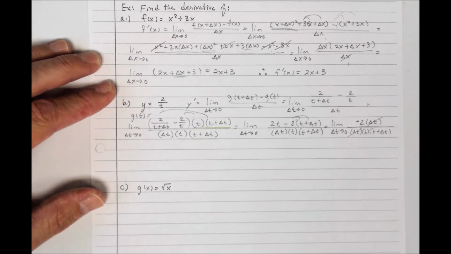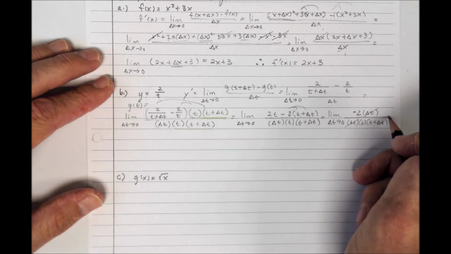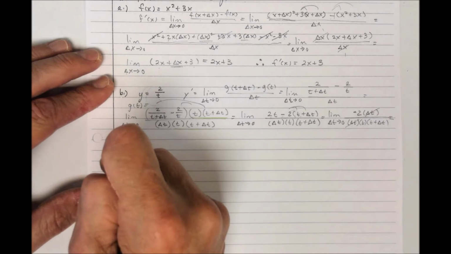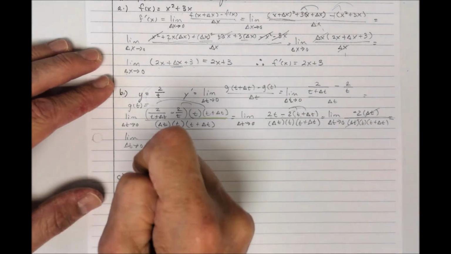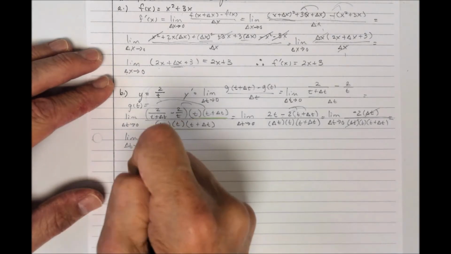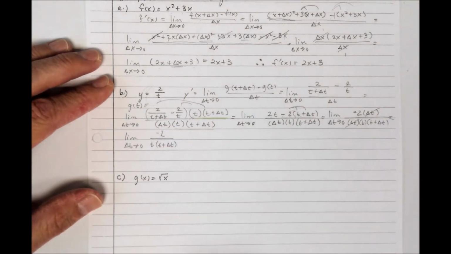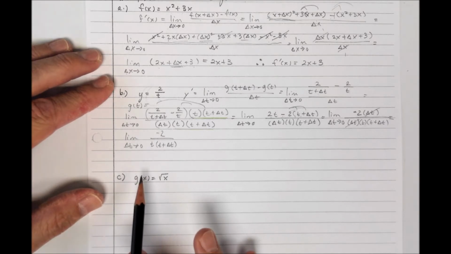Can you see that all right? Hopefully it's still legible. I've noticed in some of the videos it gets a little bit fuzzy, but hopefully it's not so bad for you guys to be able to read this. This is the limit as delta t goes to 0 of negative 2 all over t times the quantity t plus delta t. Well, now and finally I get to a point that if I do direct substitution, I am not going to get 0 over 0.